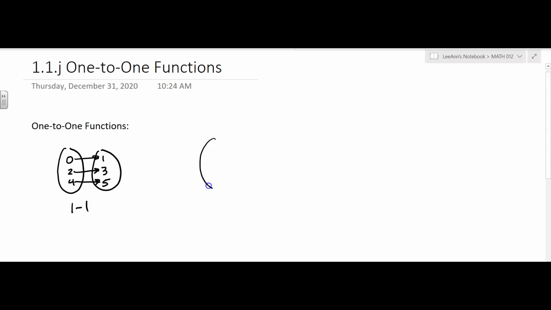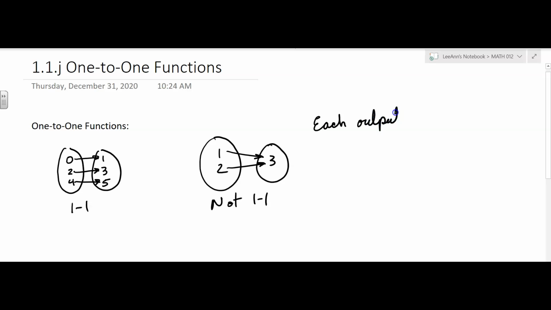We also had an example where we had 1, 2, and then 3, where 1 was mapping to 3 and 2 was mapping to 3. This is not one-to-one. Okay, so in a one-to-one function, each output receives only one input. Okay, so that's what we mean by a one-to-one function.